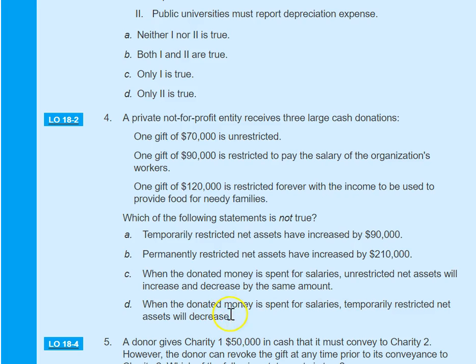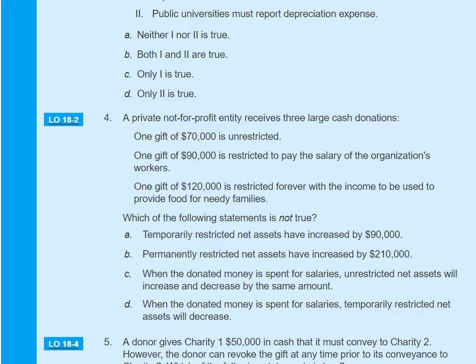So number C is actually true. Now, when the donated money is spent for salaries, temporarily restricted net assets will decrease. It is also true because I just mentioned, if you fulfill that donor's conditions, then the temporarily restricted amount will be transferred from temporarily restricted to unrestricted. So in that sense, temporarily restricted net assets will decrease.